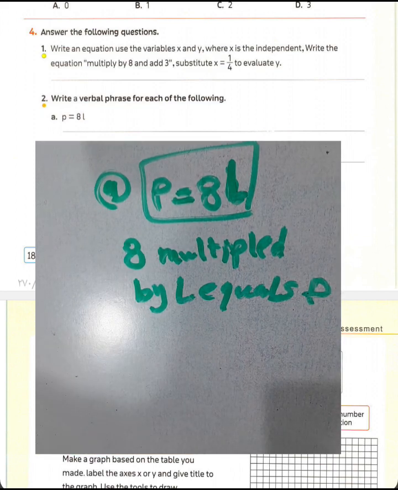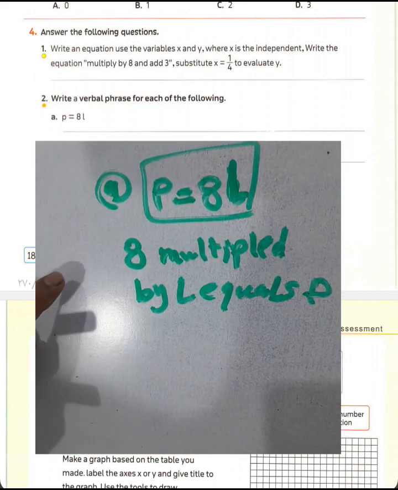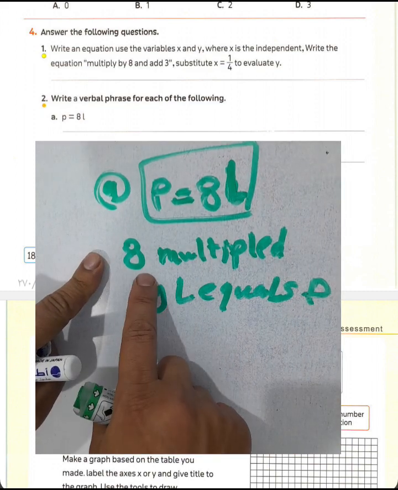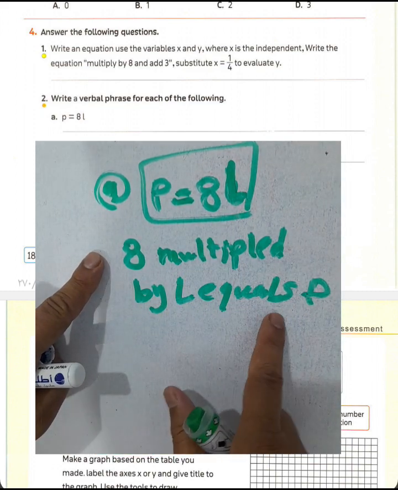About letter A, write a verbal phrase here: 8 multiplied by L equals P.